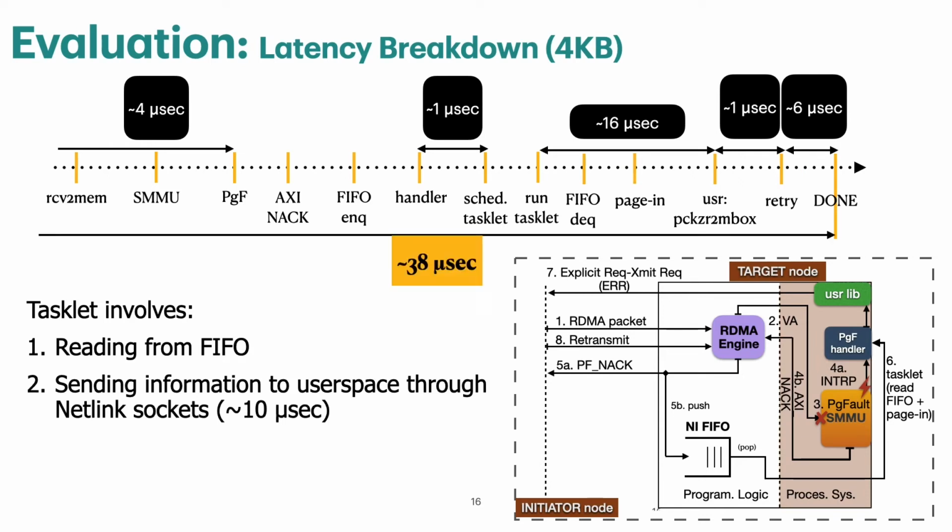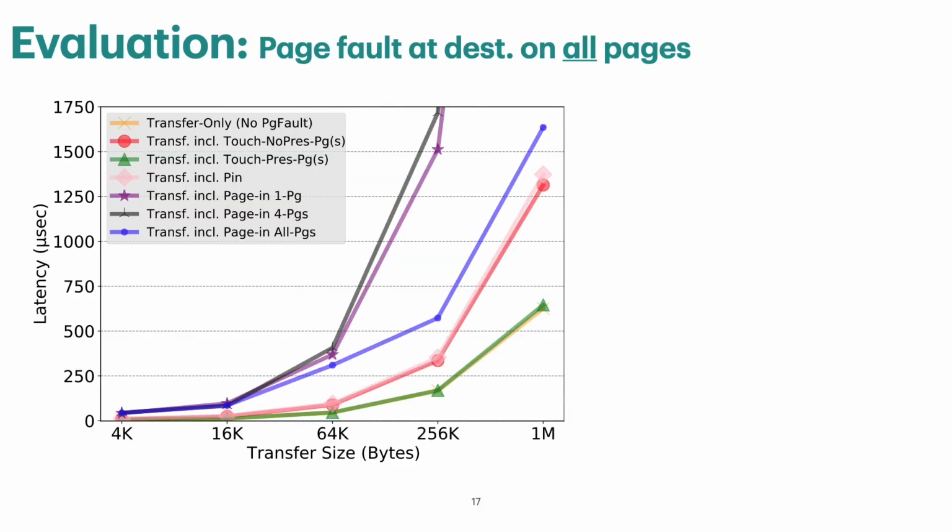Overall, this takes about 38 microseconds. In this figure, we evaluate the page fault at destination when all pages exhibit a page fault. Apart from the 4 measures that we've described before, we have 3 more. These 3 involve a page fault during the RDMA transfer.